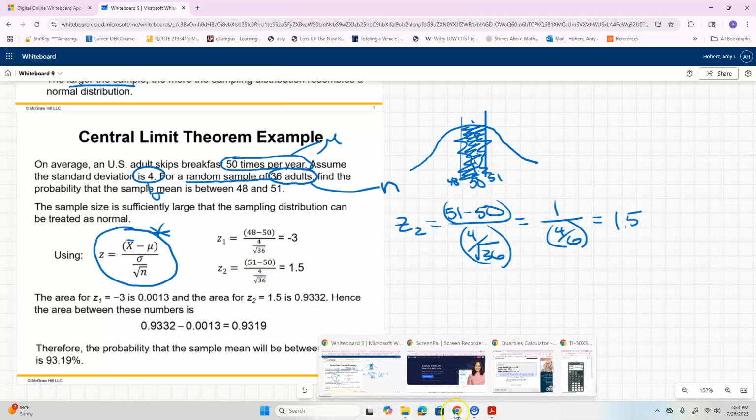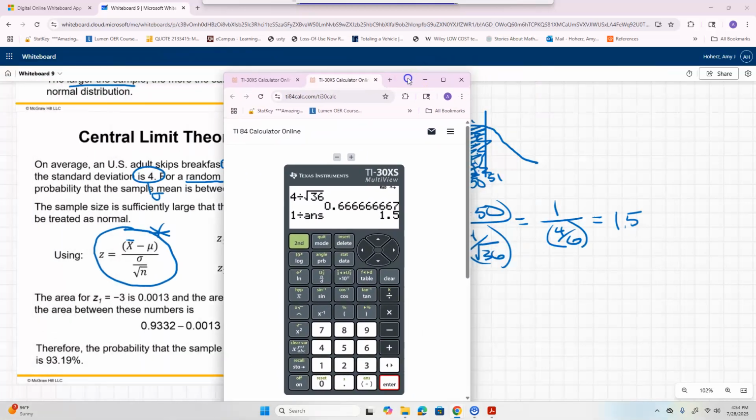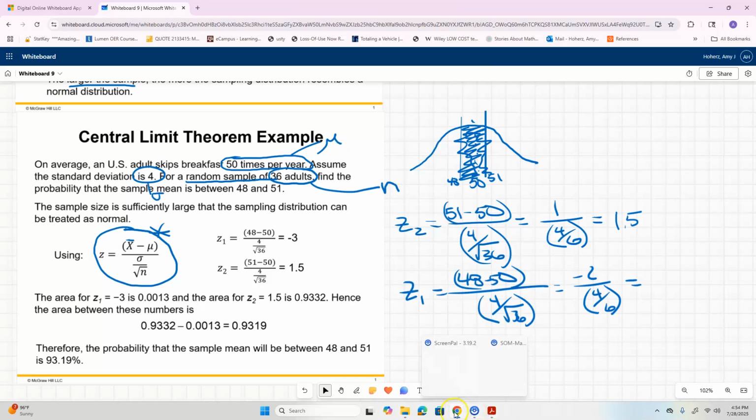So now we're going to do the other one. Let me pop the calculator open and we'll do that one too. So we're now going to do the other value, which is Z1, and that's for the lower value, which is the 48. So 48 minus 50 divided by 4 over square root of 36, which equals negative 2 over 4 over 6. This one's convenient because 36 is a perfect square, but often it's not. So you have to just leave that square root in there.